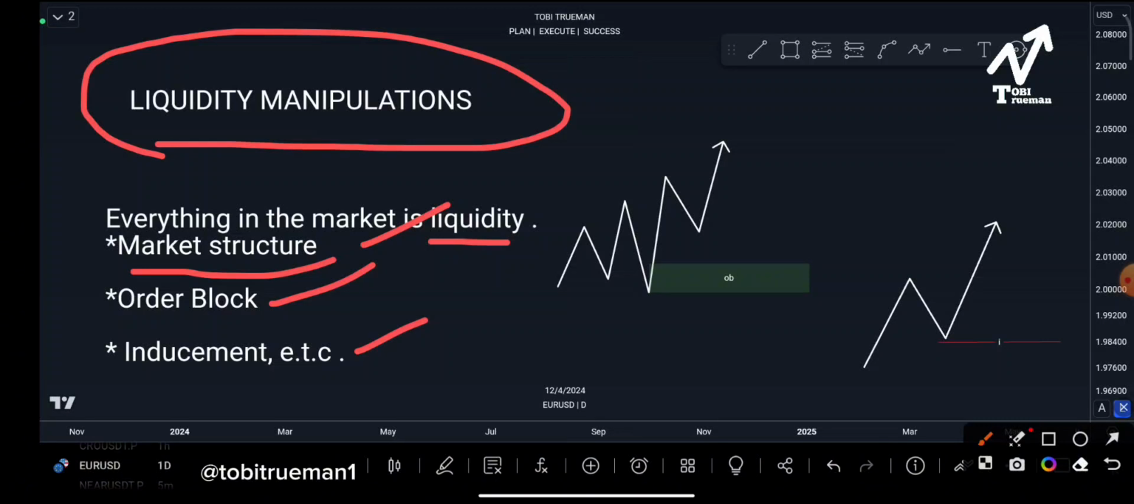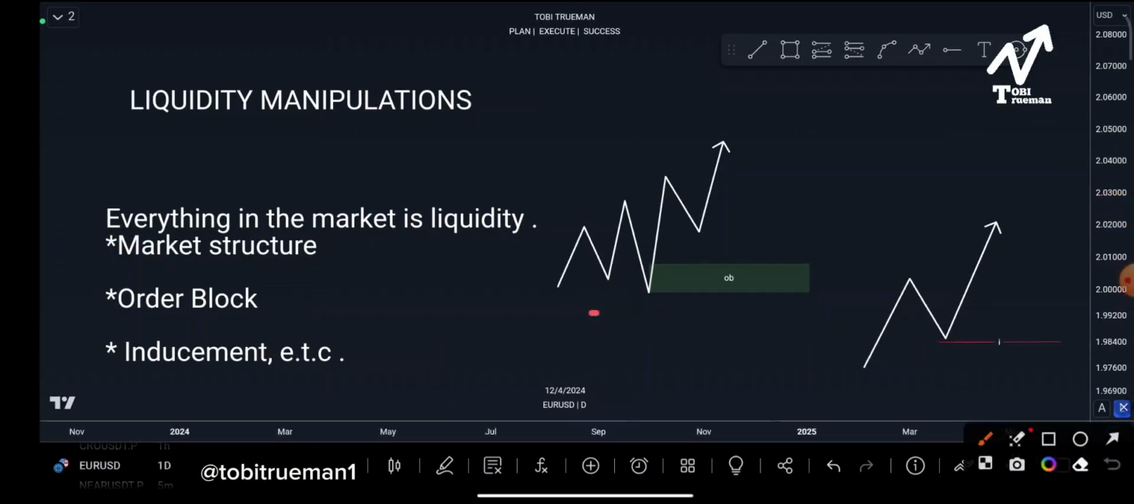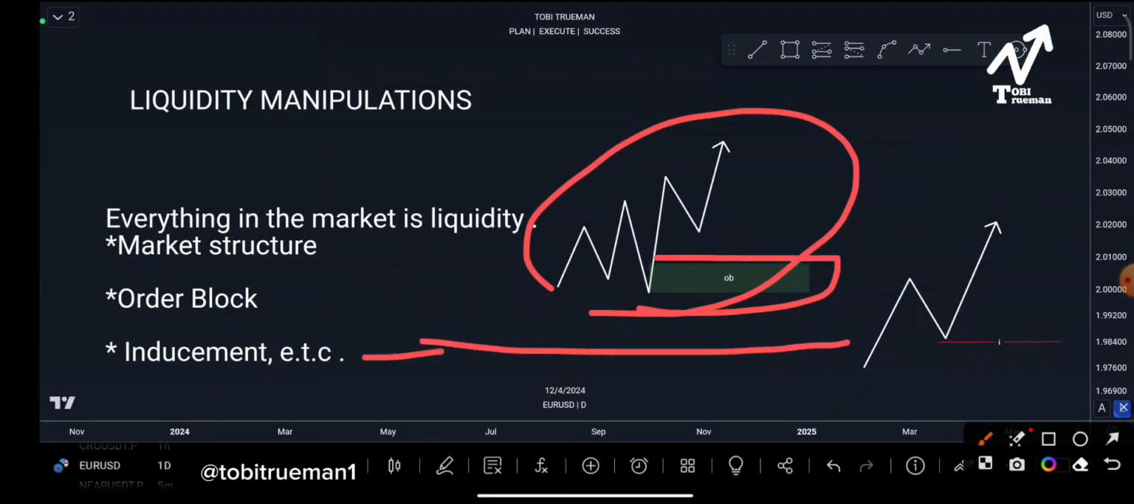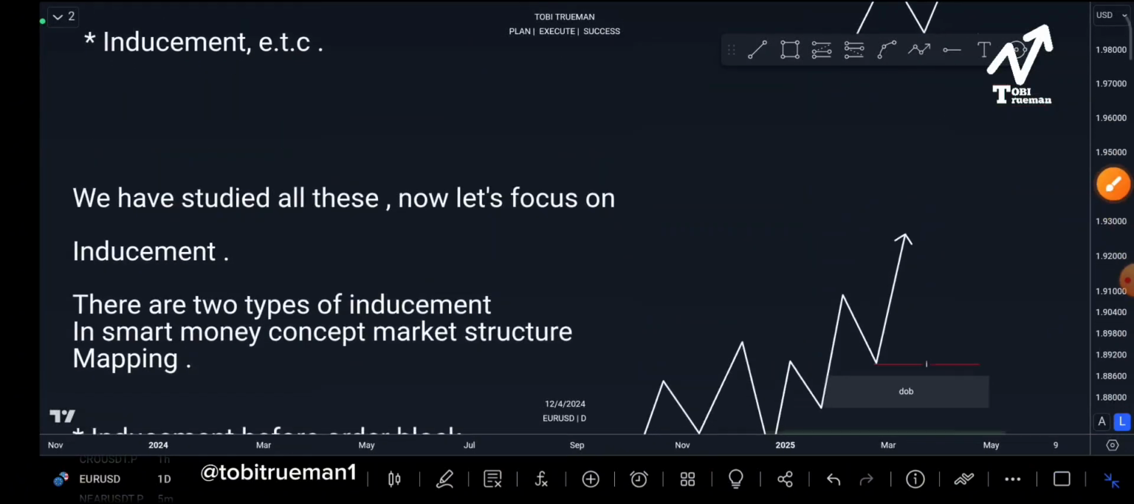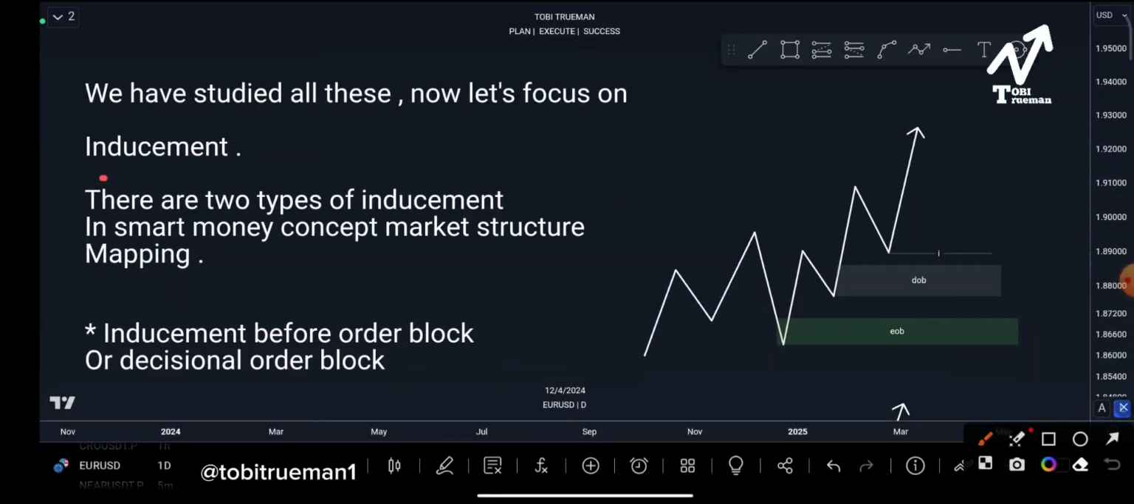So talking about liquidity manipulations, everything in the market is liquidity. When we talk about order block, this is our structure. We have the market, and this is how to identify our order block. We know this already. Talk about inducement: after the market takes out a high, its low point will now become inducement. We already know that, and we have studied all this. Now let's focus on inducement. That is one major thing about how to spot liquidity in the market.